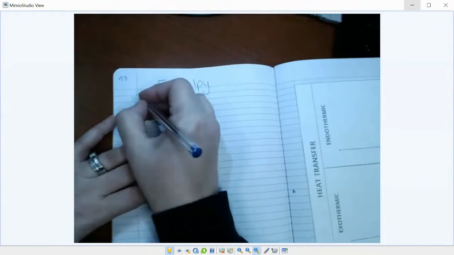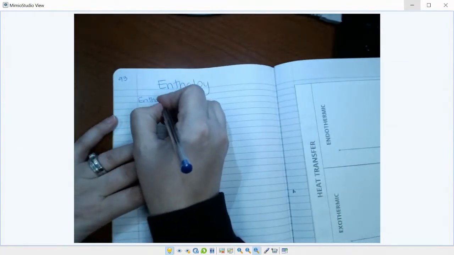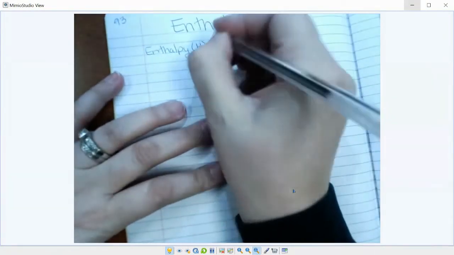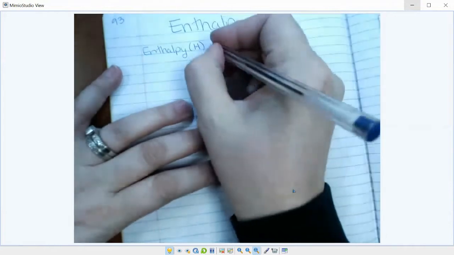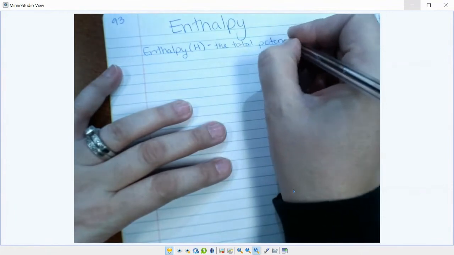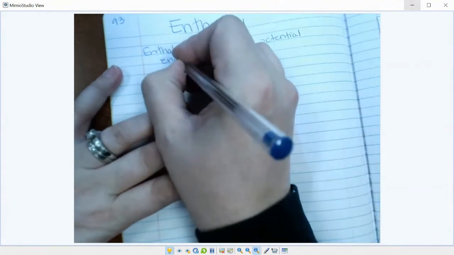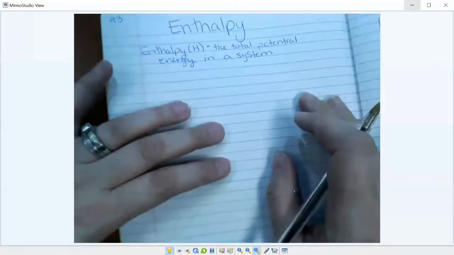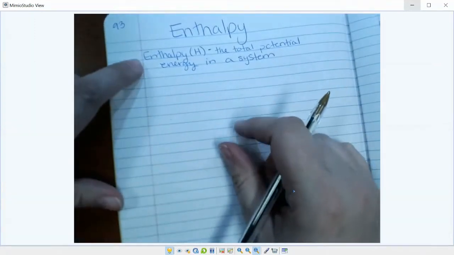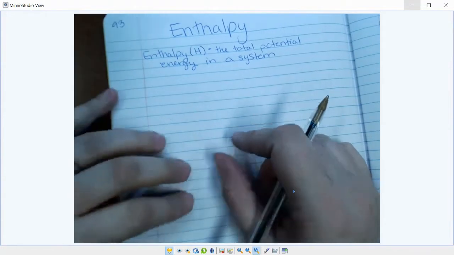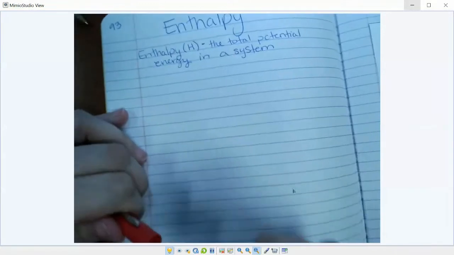Enthalpy has a variable, and we don't use E because E means something else. Let me zoom in for us. We use H for enthalpy. And what enthalpy measures is the total potential energy in a system. And it's kind of difficult to just say something has a certain amount of enthalpy in a chemical reaction. So what we normally do is we talk about how enthalpy changes when we go from reactants to products.